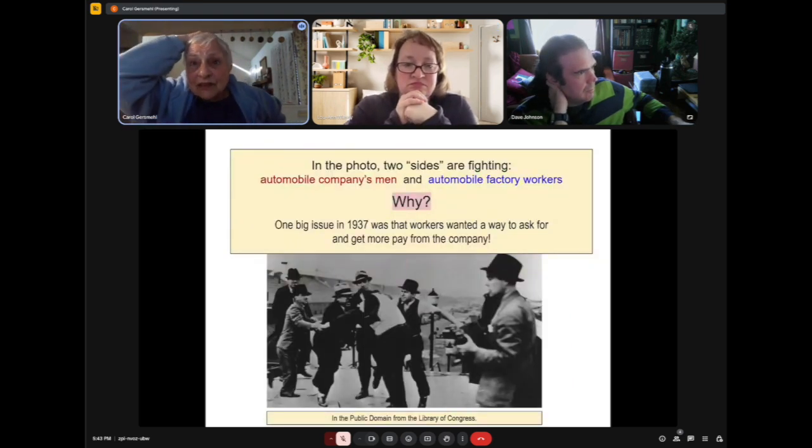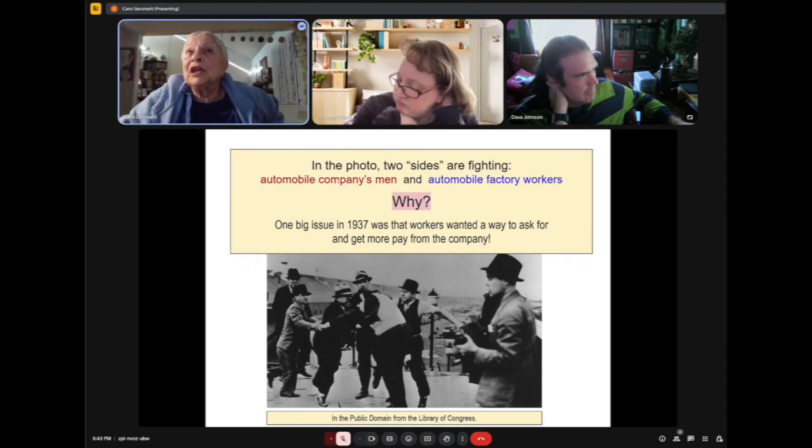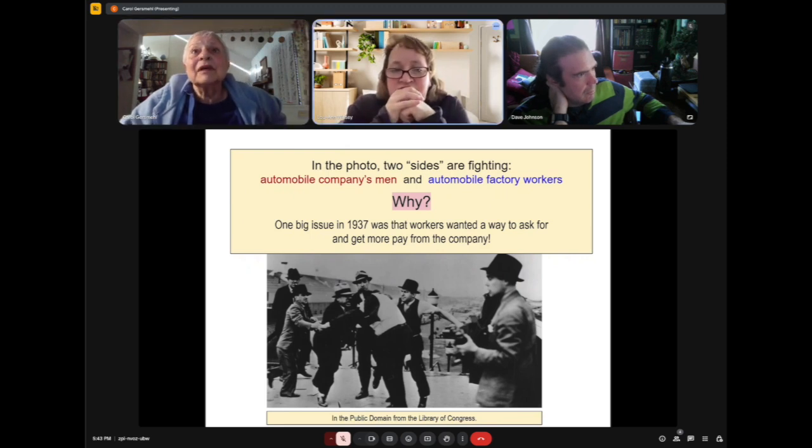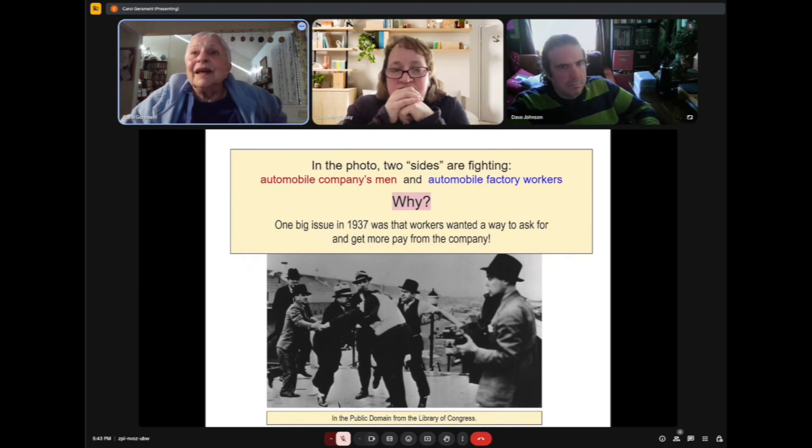This is a fight between the men who are working for the company's management and automobile workers. And they're outside a plant fighting. Why? Well, one of the big issues that would come up, and it really did in 1937, because this was during the Depression, was how much the company was paying the workers who were at the workstations.